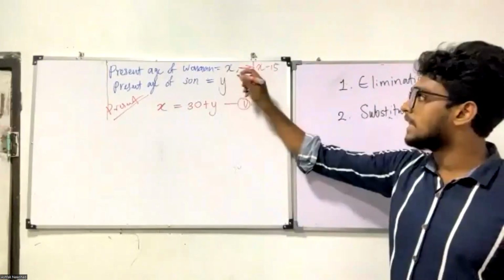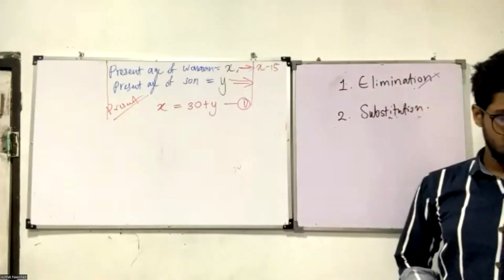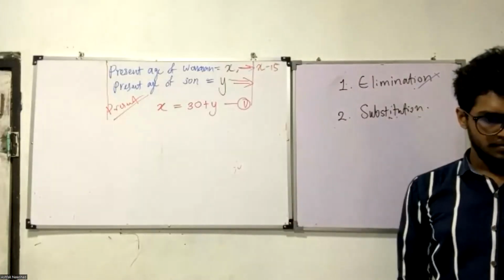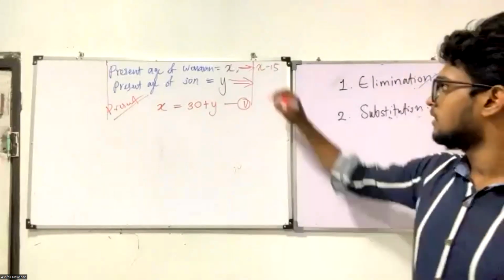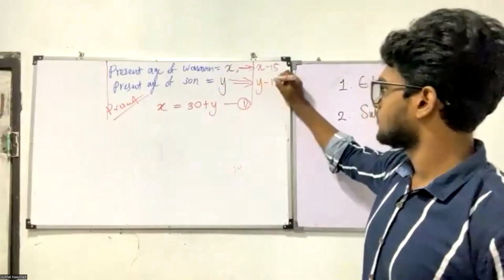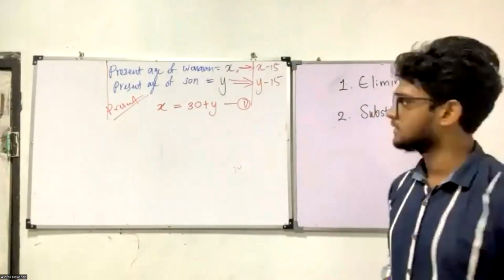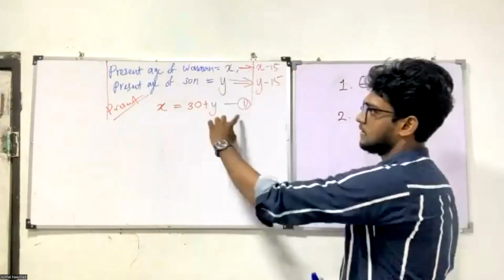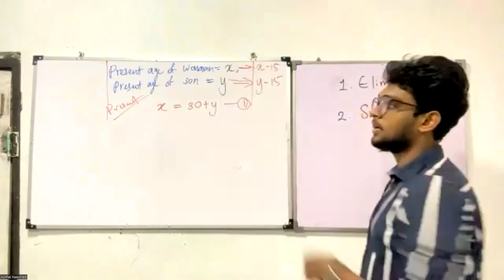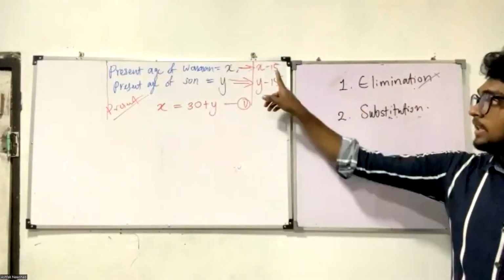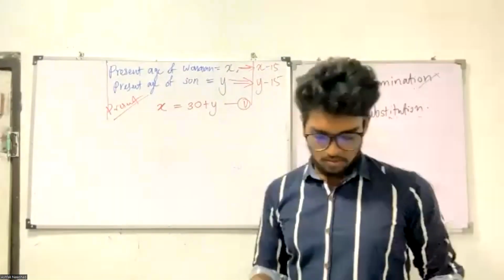So what would have been the age of the son 15 years ago? The age of the son, y minus 15, right? Yes, these are the present ages. We constructed an equation using the present scenario. Now we need to construct an equation using the past scenario. Let's see what has happened in the past.